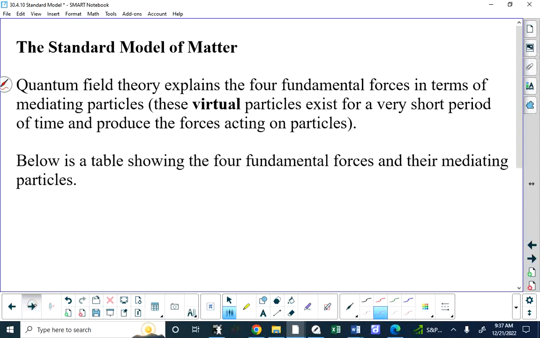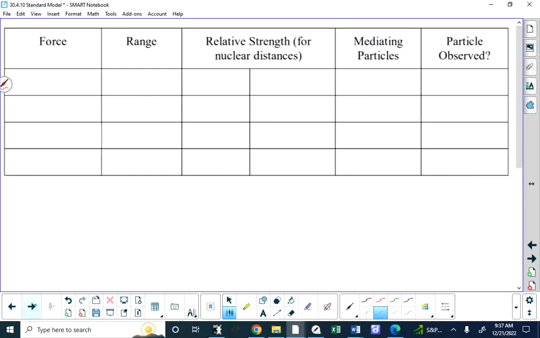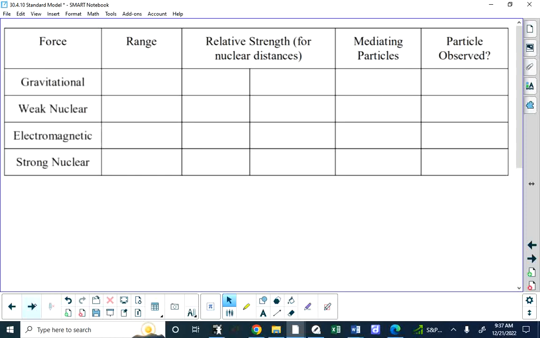So this is the table of the four fundamental forces, and your table is completed. You don't need to fill anything in. We're on page 52. So to review, these are the four fundamental forces: gravitational, weak nuclear, electromagnetic, strong nuclear, in the order from weakest to strongest, at nuclear distances.